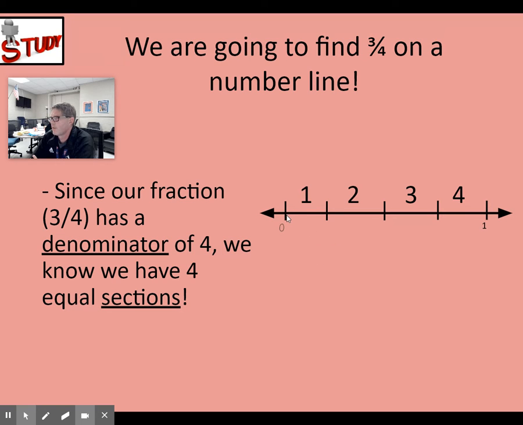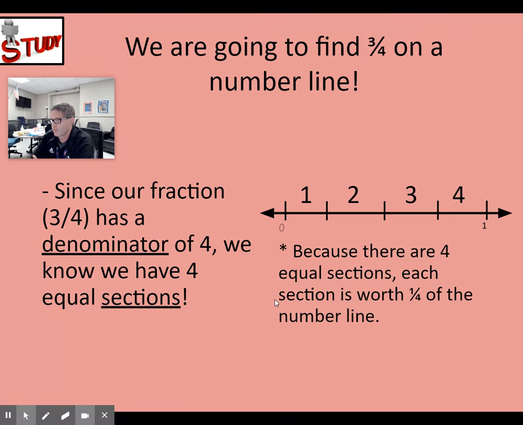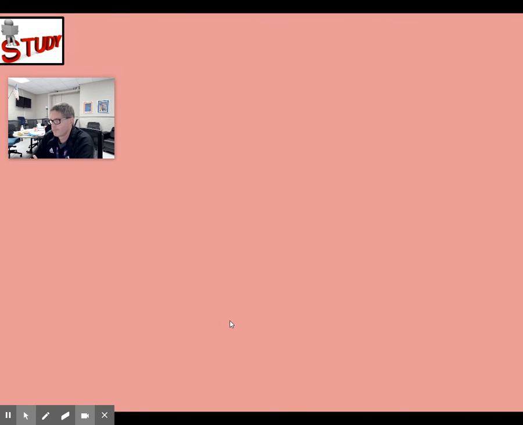You'll notice that we start counting our sections between the lines. So it's 1, it's 2, it's 3, it's 4. They are 4 equal sections, okay? Each section is worth 1/4 of the number line.